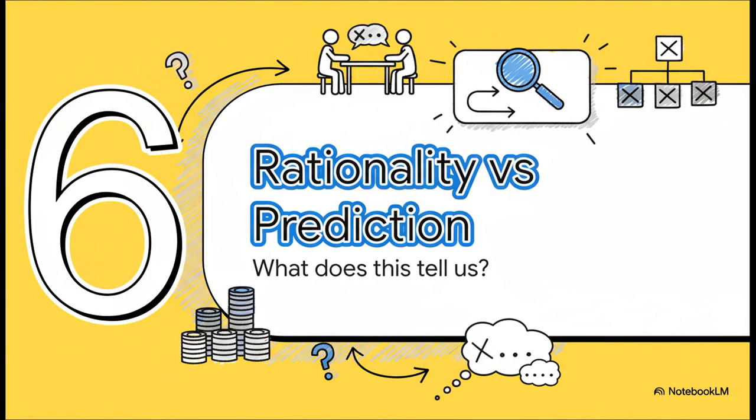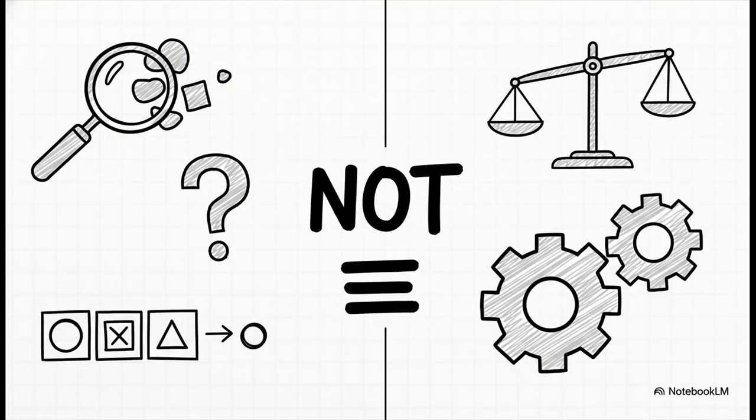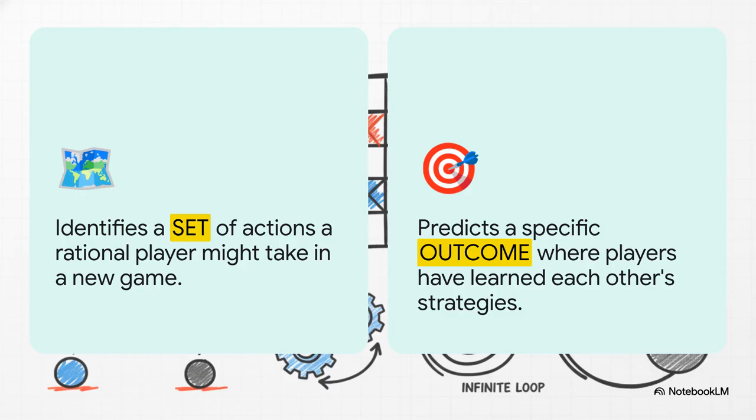So what does this tool really give us in the end? Well, it tells us the boundaries of logical play. But it's really important to understand what it's predicting and maybe more importantly, what it isn't. Now, if you've heard anything at all about game theory, you've probably heard of the Nash equilibrium. It's a hugely famous idea, and it's crucial to understand how it's different from what we've just been talking about. Here's the difference. Rationalizability gives you a set of plausible actions. It's saying a logical player might do any of these things.